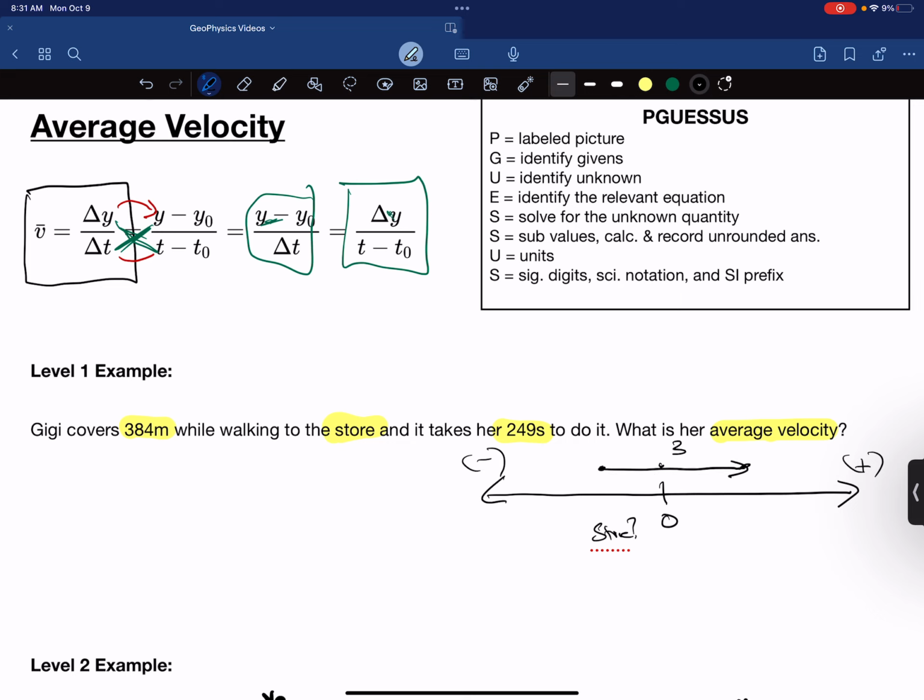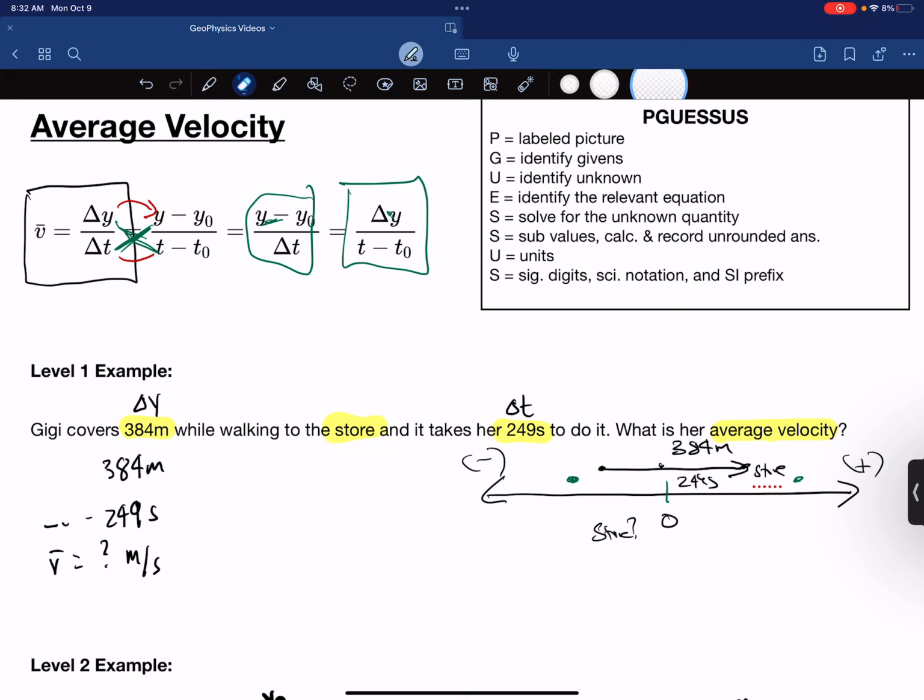What we do know is that she ended up at the store, and it was 384 meters, and it took her 249 seconds. The store could be in the negative, at 0, or positive, and we don't know which. But that means this 384 is the change in position, and the 249 seconds is the time interval. So we can label our givens: delta y, 384 meters, and the time interval, 249 seconds. We are looking for the average velocity, which is unknown, and we would express that in meters per second.